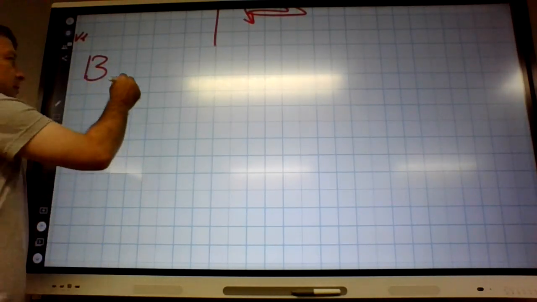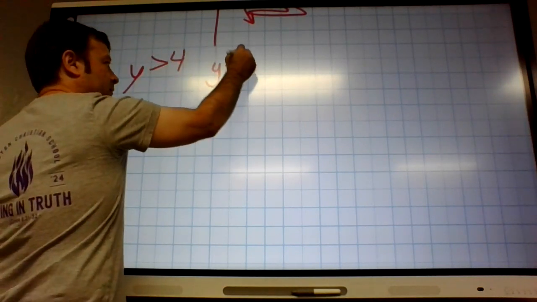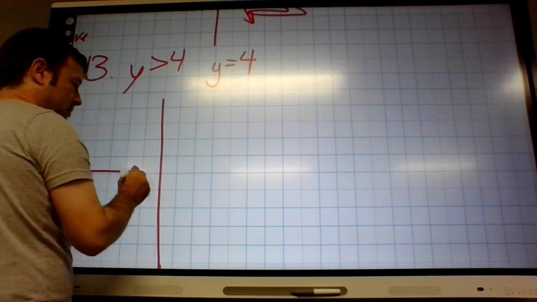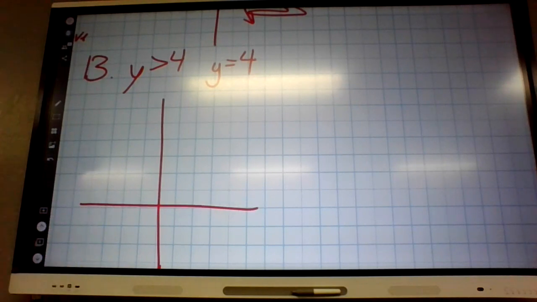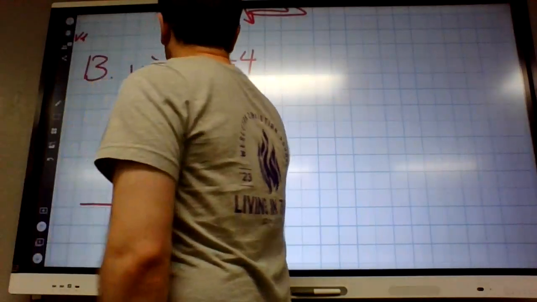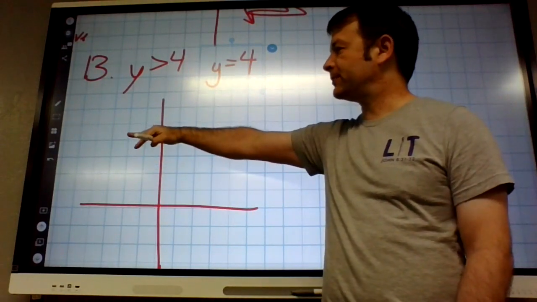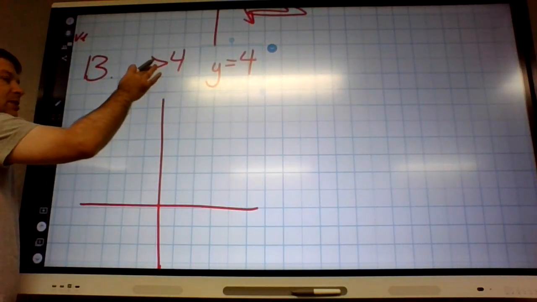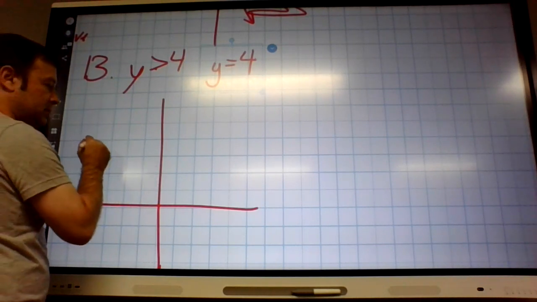Okay, 13. Y is greater than 4. Alright, so we need to stop and think about what the graph of y equals 4 looks like. You guys recall? It's just like across, that horizontal line through y equals 4. But we got y is greater than 4, so should this be a solid or dashed line? It's dashed.